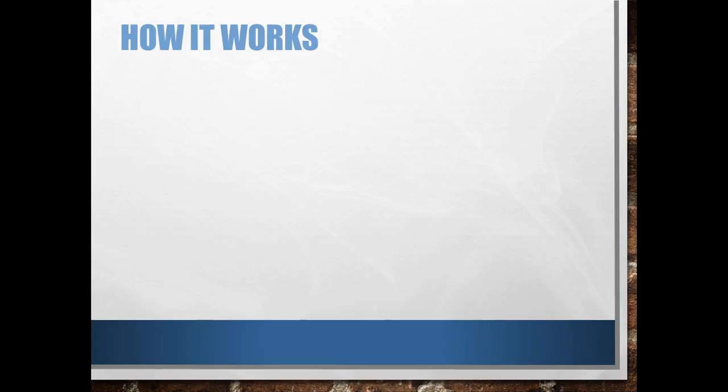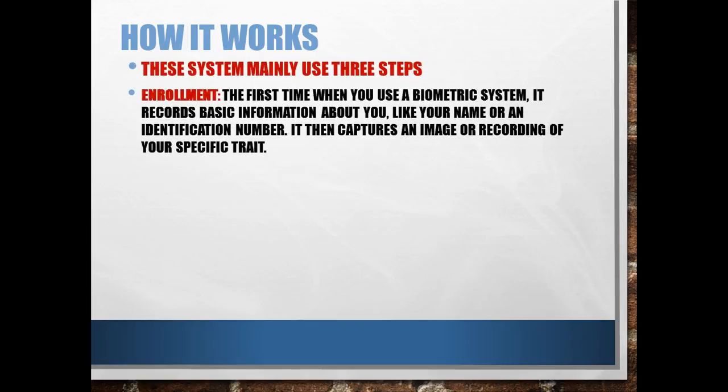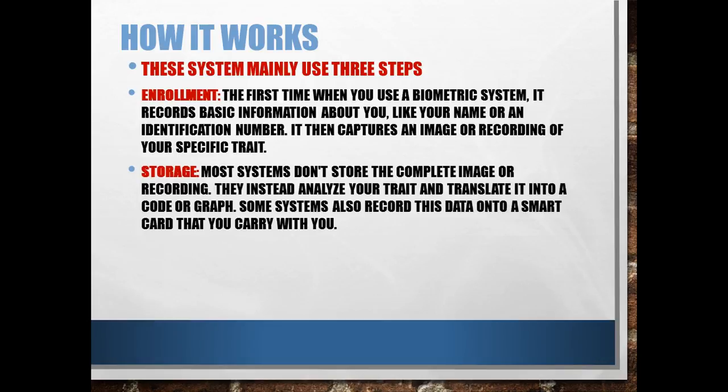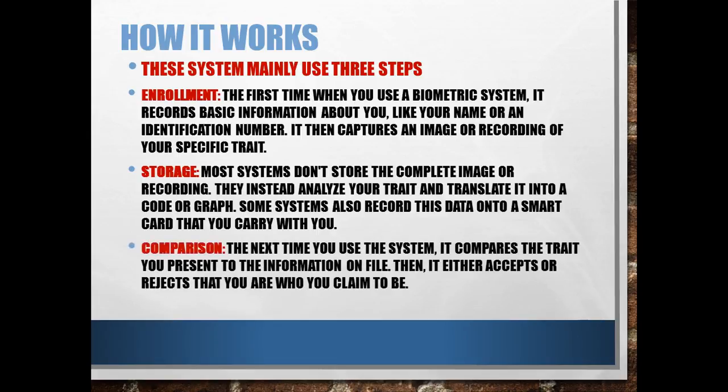And how does this system work? It mainly works in three steps. First of all, the enrollment. When you use the system for the first time, it takes your basic information, like your name or identification number, and then it captures an image of your specific trait. For example, if you are going to use a fingerprint sensor, it captures the image of your fingerprint. In the next stage, it stores the data taken in the enrollment step, on the computer, or on a smart card you can carry with you. In the next step it compresses the data.